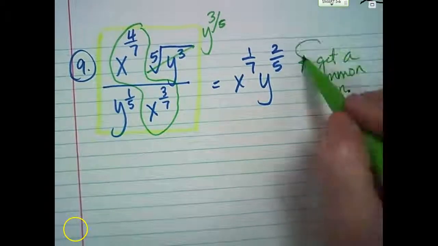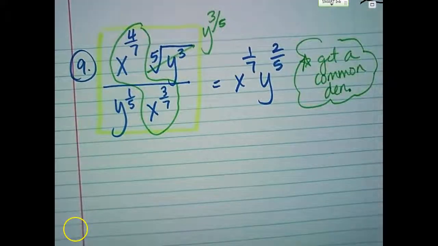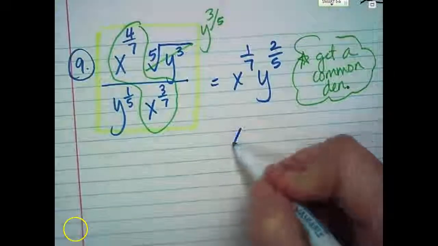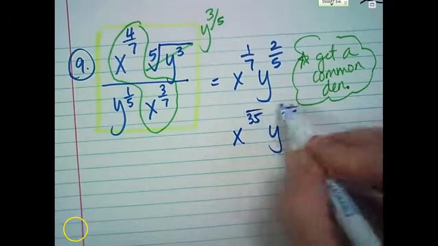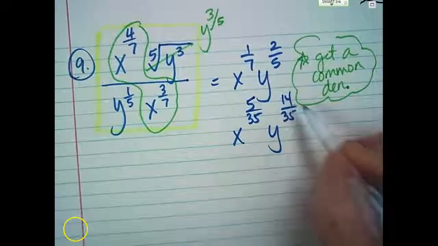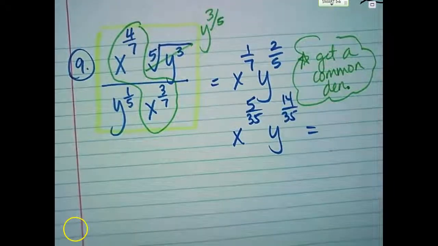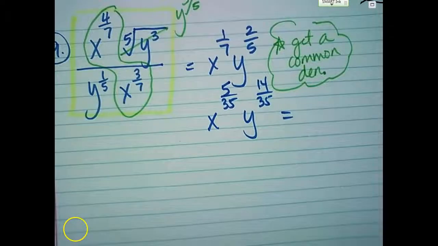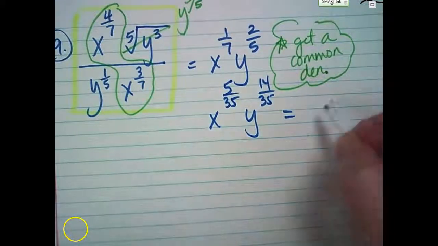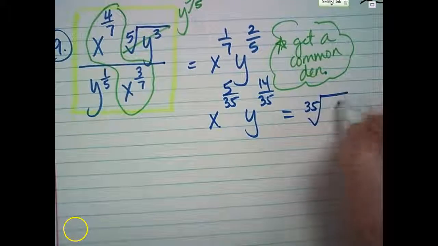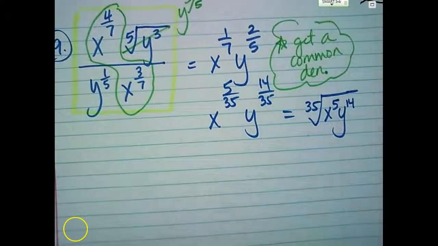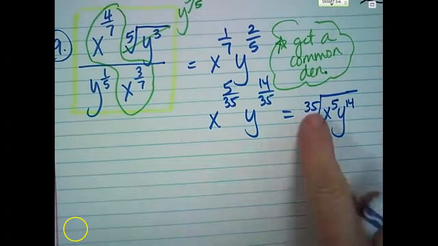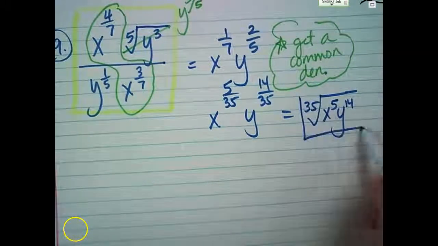Get a common denominator right here. So they'll fit under the same radical. So you're going to use 35. Instead of 5, instead of 14. Now they're both 35th roots. So the 35th, x to the 5th, and y to the 14th. Can I simplify it? No, the outside radical, the root has to be smaller than the exponent.